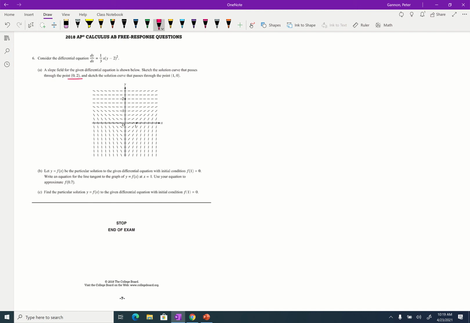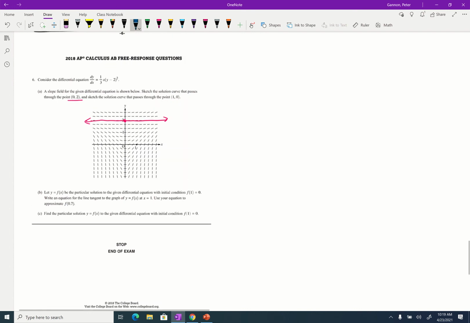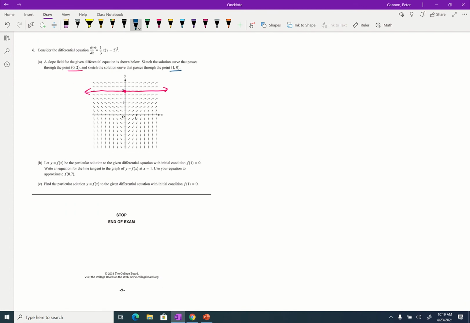All right, so if we are going to have a solution curve that passes through the point 0, 2, all you're going to do is find 0, 2 on your graph and follow the slopes. Well, this is a horizontal line that looks like this. That is your solution curve there. For the other one, you want a solution curve that passes through the point 1, 0. Well, here is 1, 0 right here. So again, what you're going to do is try to follow those slopes as best you can.